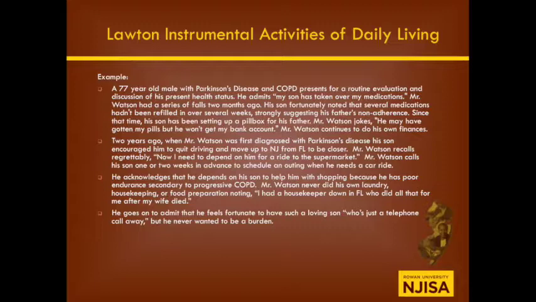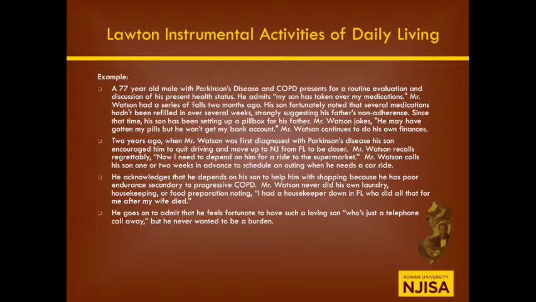Mr. Watson jokes he may have gotten my pills, but he won't get my bank account. Mr. Watson continues to do his own finances. 2 years ago, when Mr. Watson was first diagnosed with Parkinson's disease, his son encouraged him to quit driving and move up to New Jersey from Florida in order to be closer to his son. Mr. Watson recalls, regrettably, now I need to depend on him for a ride to the supermarket.